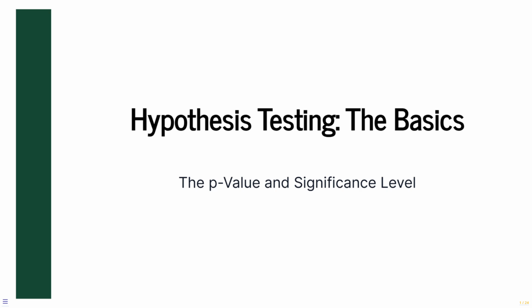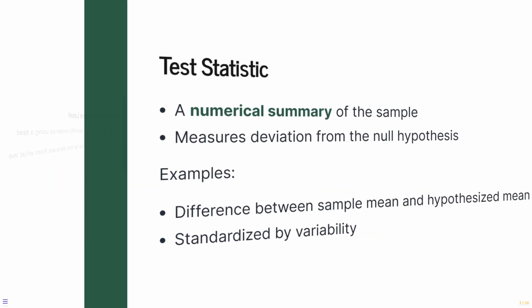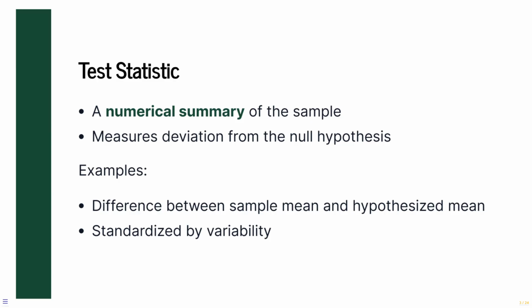Once we have set up our hypotheses, we need a way to measure the evidence against the null hypothesis. We do this using a test statistic, which is a numerical summary that tells us how far our sample data are from what we would expect if the null hypothesis were true. A test statistic is simply a number computed from the sample. It measures how much the data deviate from the null hypothesis. For example, it might measure how far a sample mean is from a hypothesized value, taking variability into account.